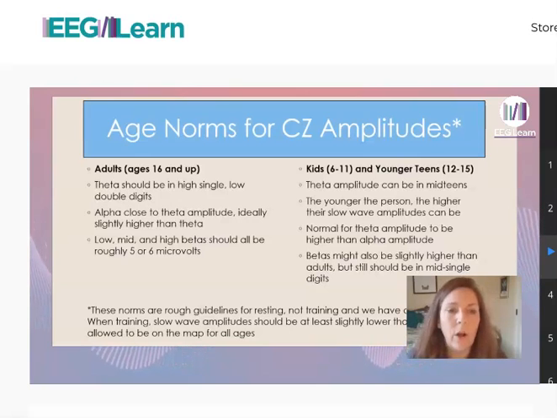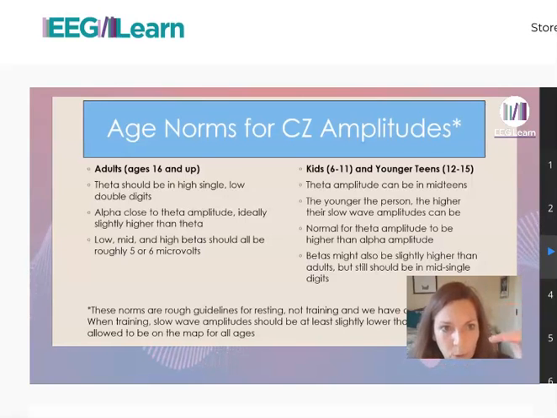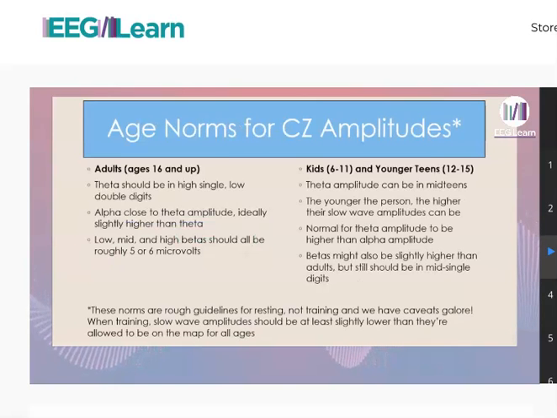Okay? So it's always good to look at the actual amplitudes themselves and compare them to their age norms and just see, is there too much or too little of any of these different frequencies in terms of just the basic amplitudes. But then we also want to look at these amplitudes relative to each other. Okay, and one more thing.